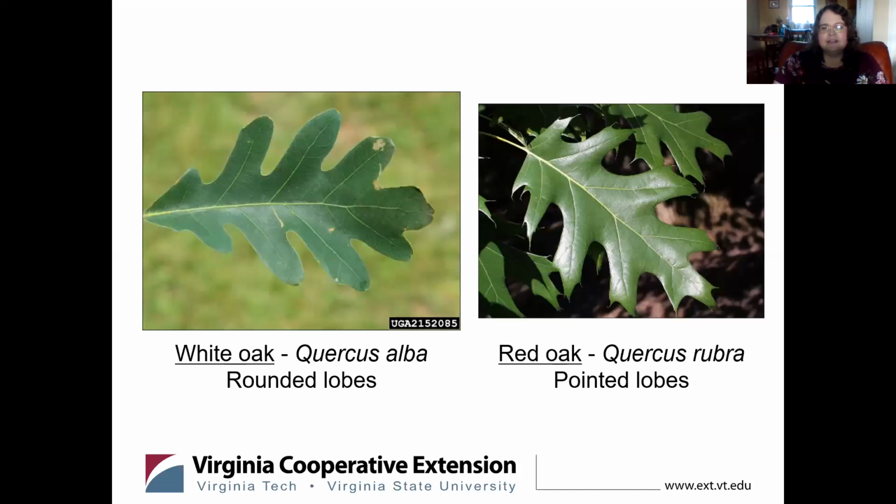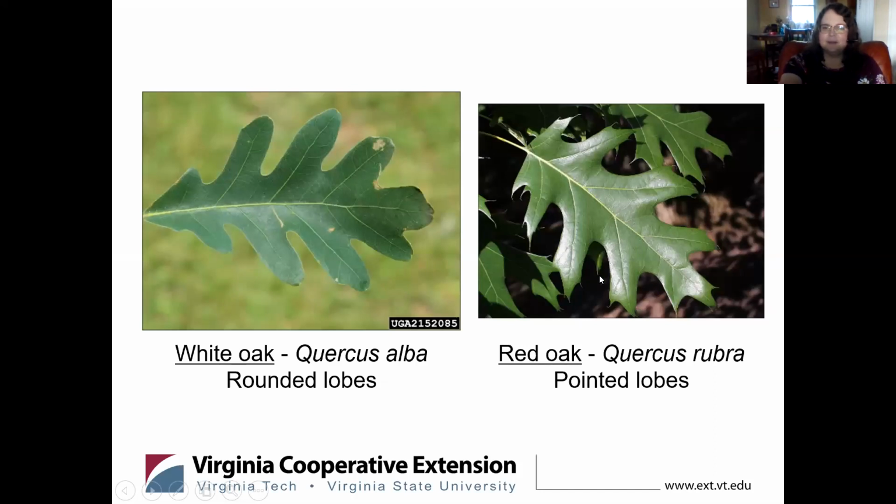These are both native oaks. Quercus alba is our native white oak, and Quercus rubra is our native red oak. White oaks typically have rounded lobes right here. And then you see the sinus, that's what they call this right here. This is called the sinus. So the lobe is right here. They're always rounded on white oak species.